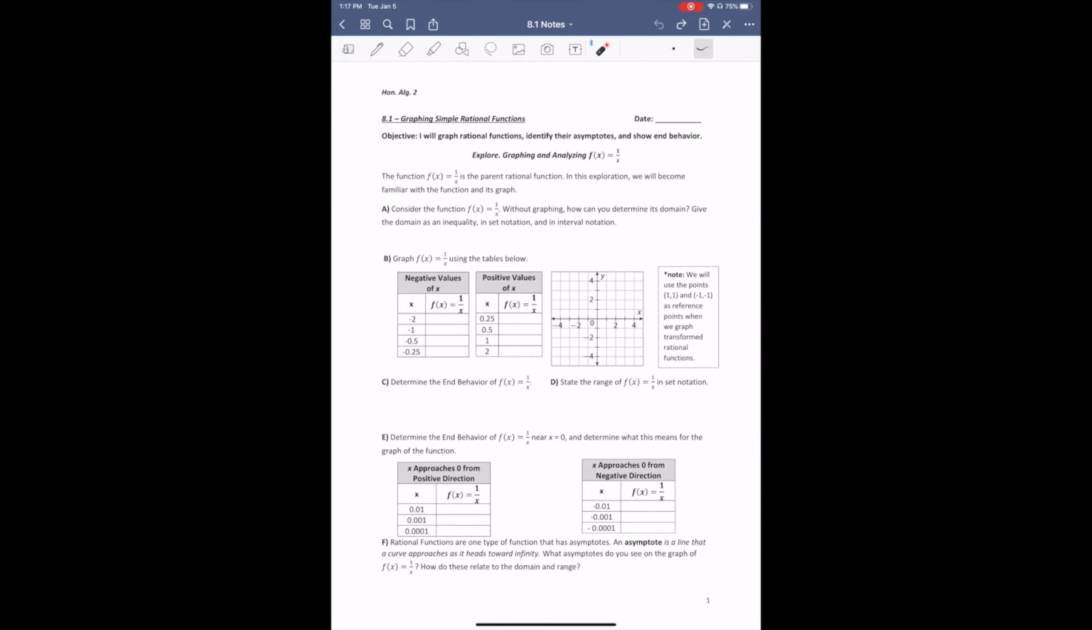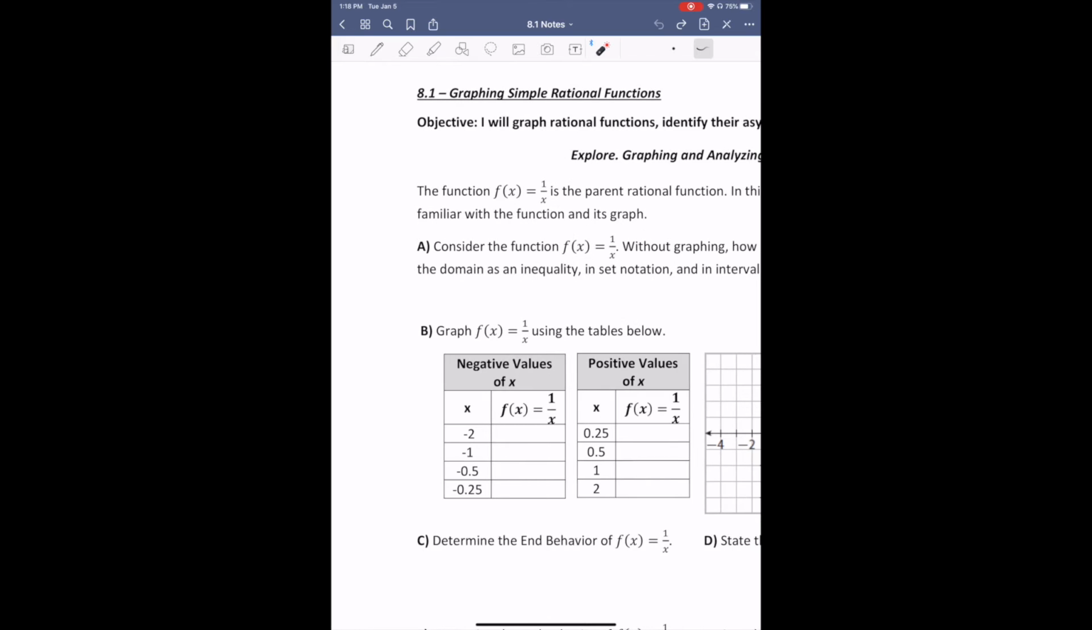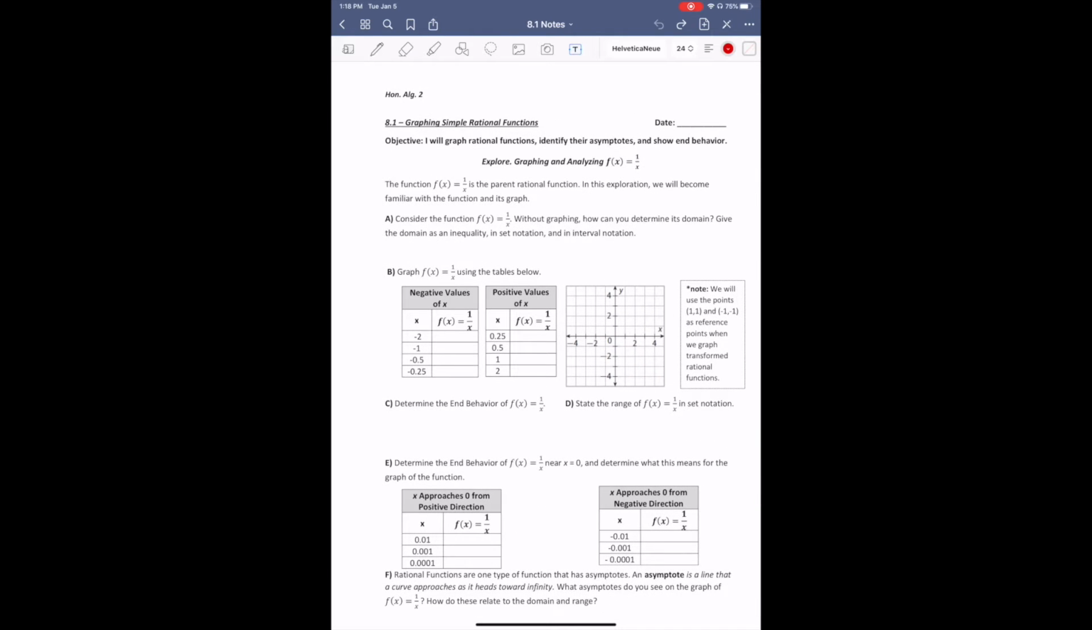Okay, now think back to when we worked with rational functions before we went for winter break. Because we know that rational functions are fractions, we know that x cannot equal 0. So the domain is indicated by the fraction, right? Remember, a fraction is division, and because you cannot divide by 0, x cannot equal 0.